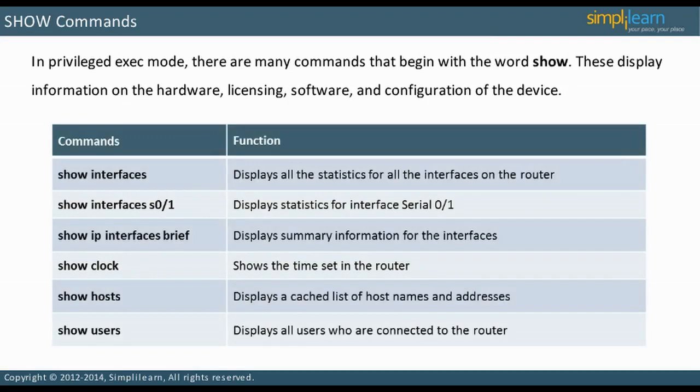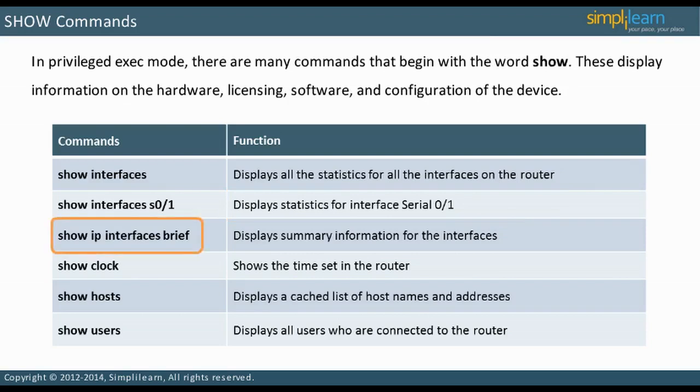As seen in the table on the slide, the show interfaces command displays all the statistics for all the interfaces on the router. This is a large amount of output. Normally, a particular interface is specified. For instance, the show interfaces S0/1 command displays statistics for interface serial 0/1.